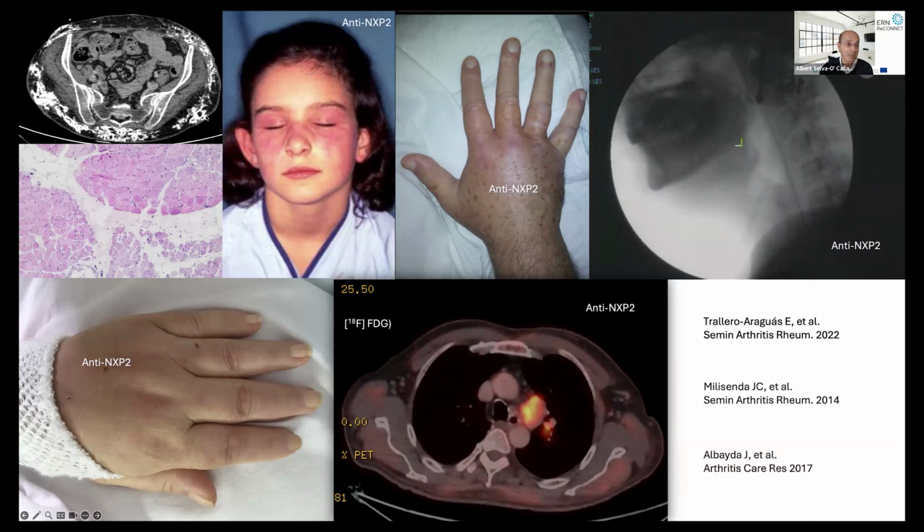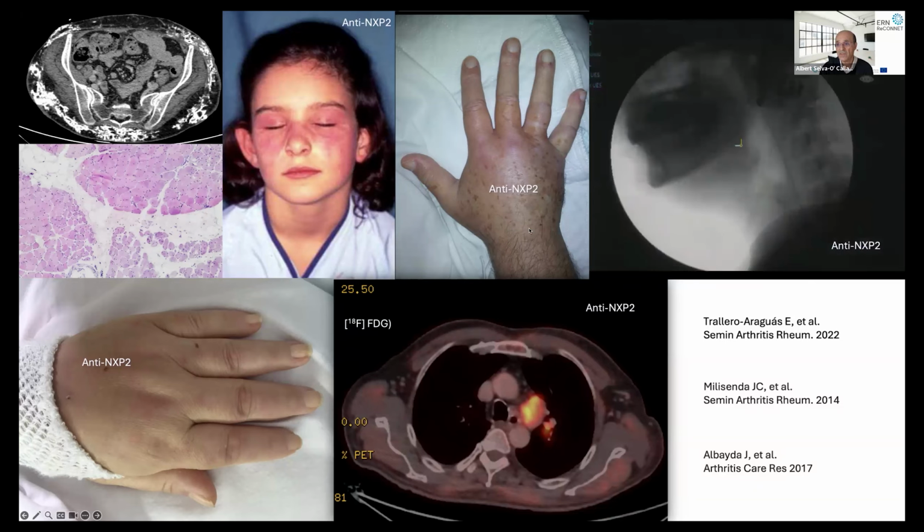Of course, calcinosis, and you can see here, is also related to NXP2, and dysphagia, difficulty to swallow, is also characteristic in patients with anti-NXP2. So the antibodies help us to identify some specific clinical phenotypes, to have the suspicion of which will be the main organ involved.